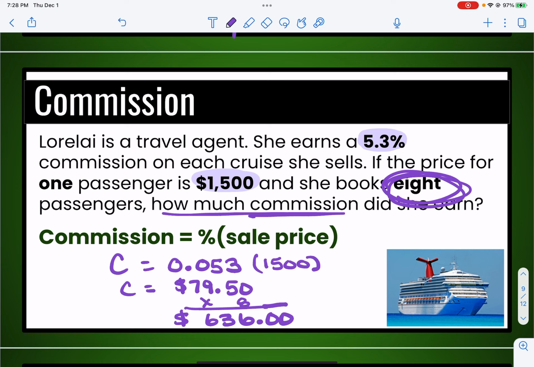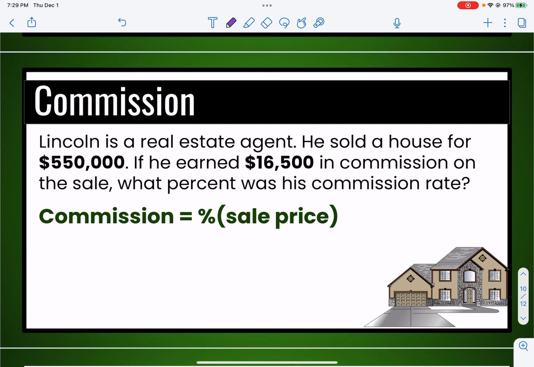All right, we're going to do one more problem. It says Lincoln is a real estate agent. He sold a house for $550,000. If he earned $16,500 in commission on the sale, what percent was his commission rate?